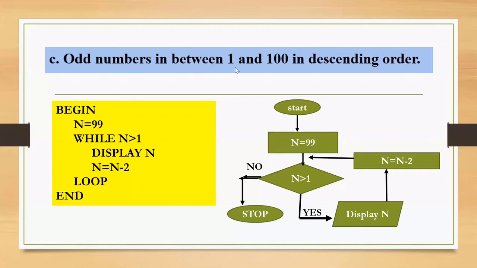But if I want numbers from 1 to 100, so you can include that 1 also. Therefore, you should put here 1.